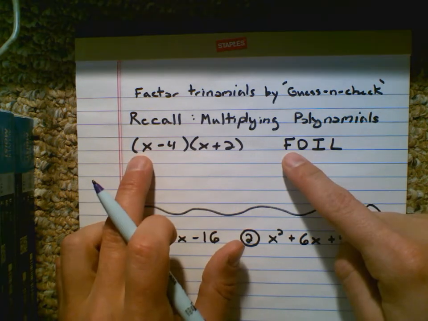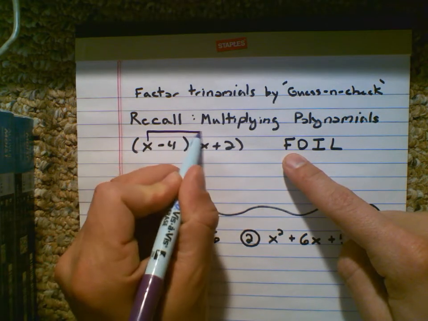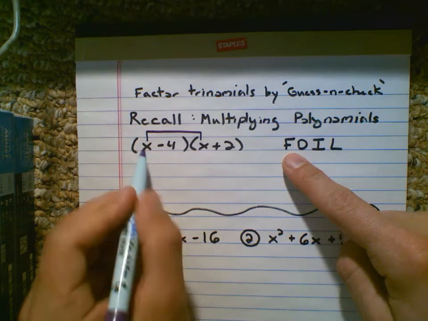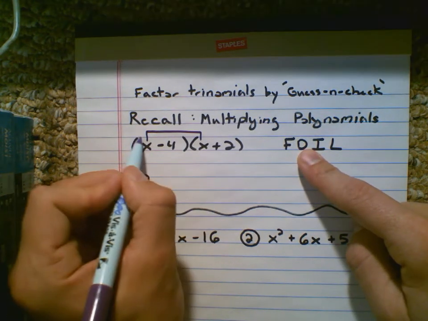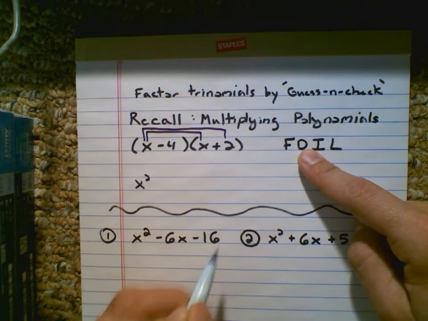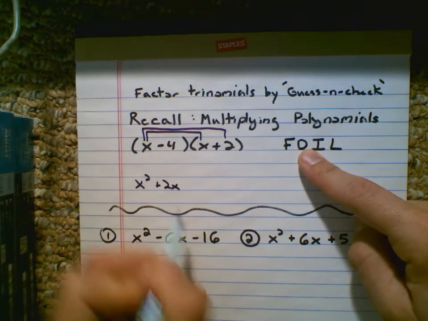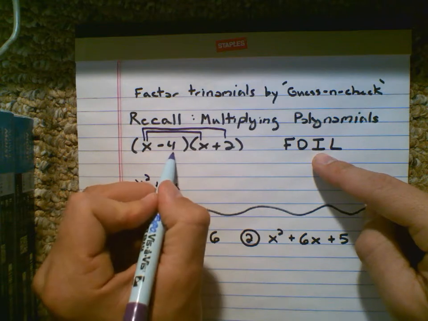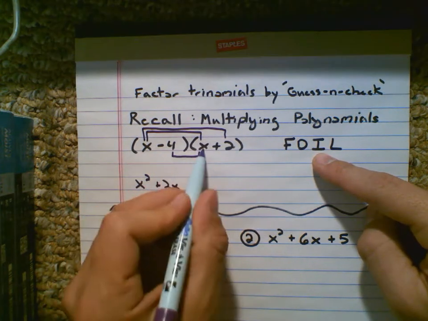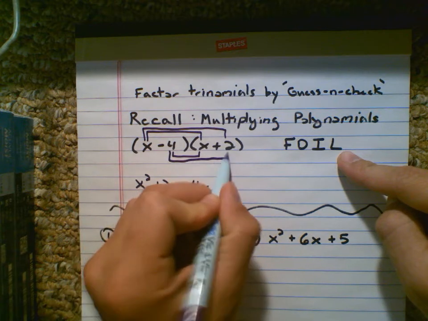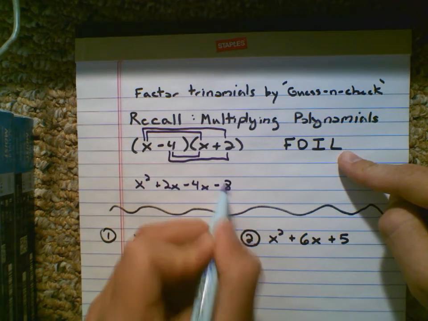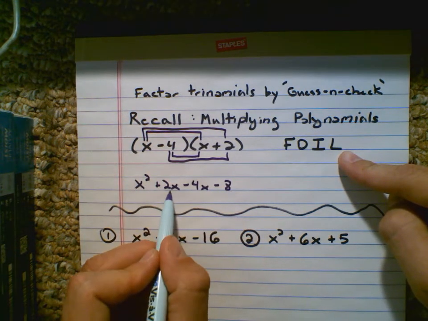The F stands for first, so we take the first term times the first term. Well, x times x gives us x squared. The O stands for outer, so x times 2 would be 2x. The I stands for the inner 2. Well, negative 4 times x is negative 4x, and the L stands for last, so negative 4 times 2 is negative 8. Notice that the middle two terms are like terms.